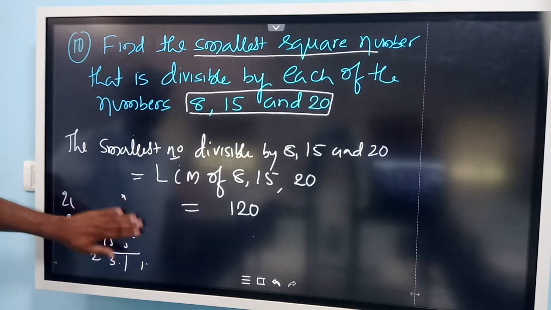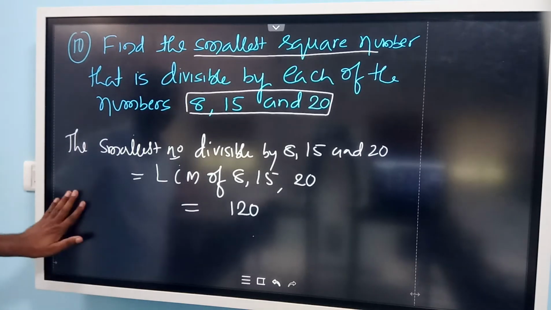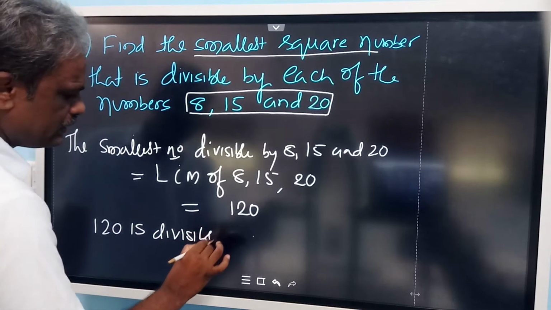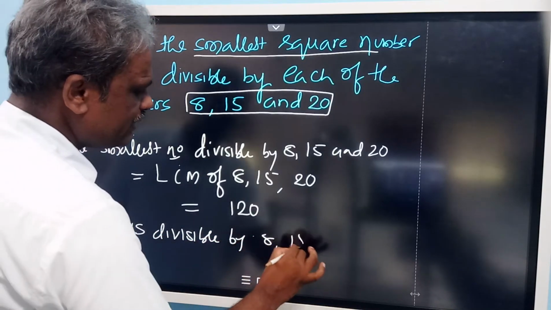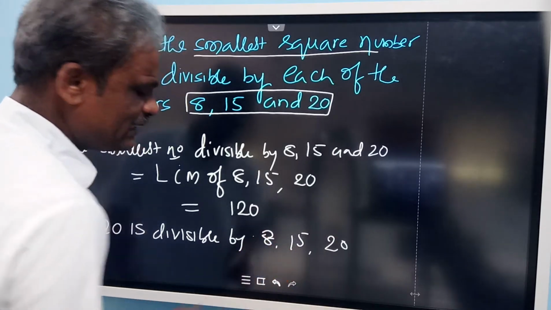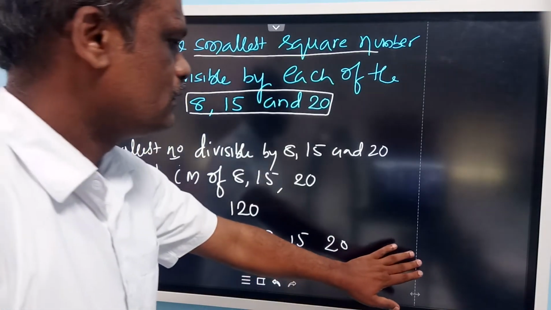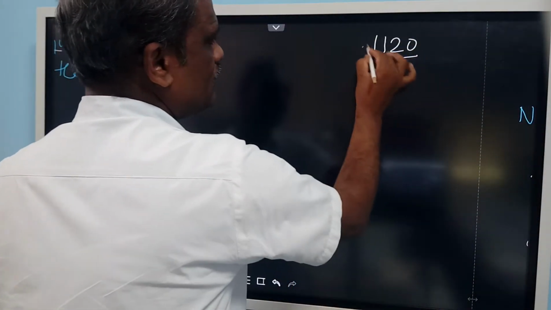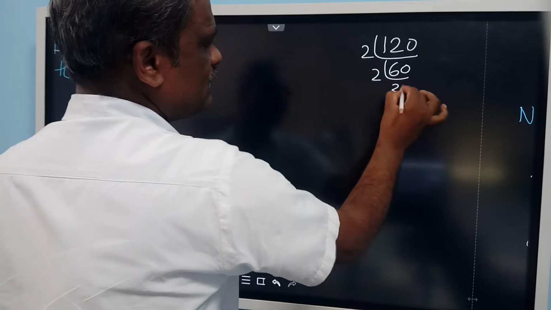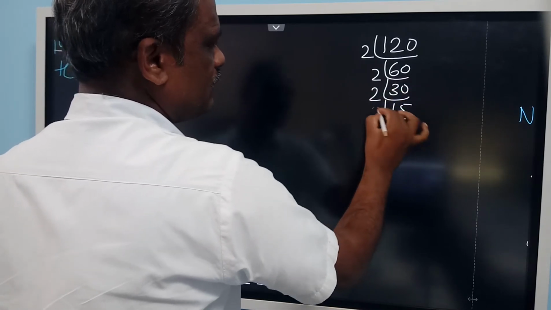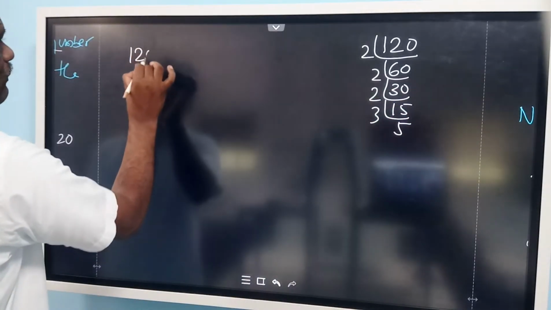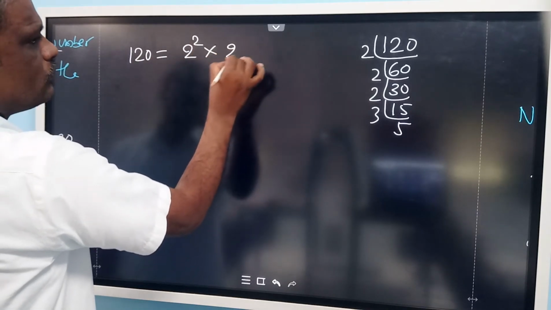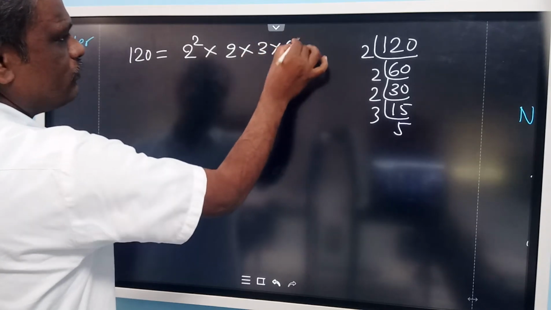LCM is 120. So this 120 is divisible by 8, 15 and 20. But this is not a square number. So let us factorize this 120. 120, if you factorize, 2 6s are, 8 2 3s are, 2 15s are, then 3 5s are. So 120 can be written as 2 square into 2 into 3 into 5.